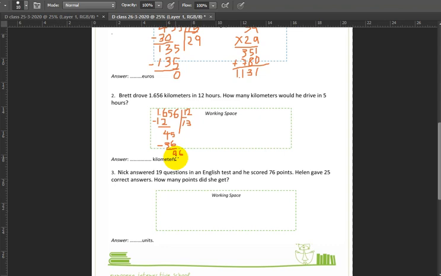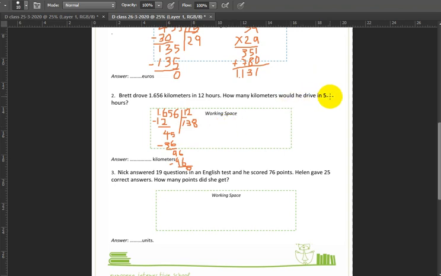Oh, wait, let's think about this. How many times? 8. And 8 by 12 makes exactly 96. If I do the subtraction, I'm going to get a 0. So, in 1 hour, Brett drove 138 kilometers.